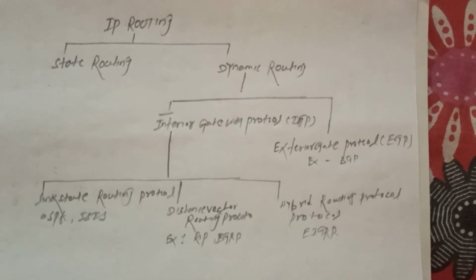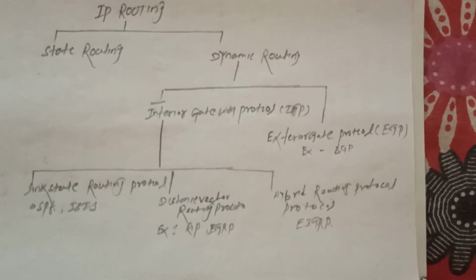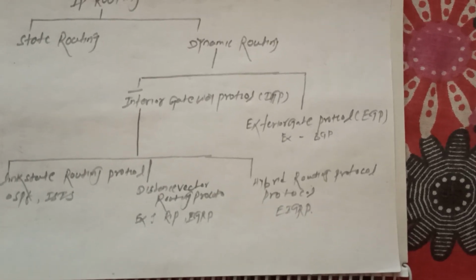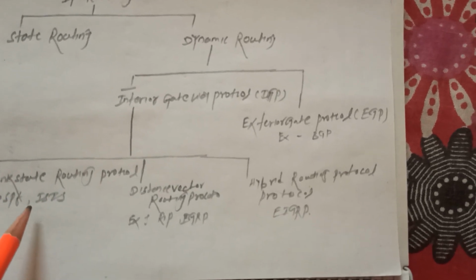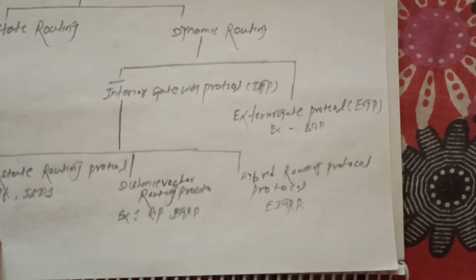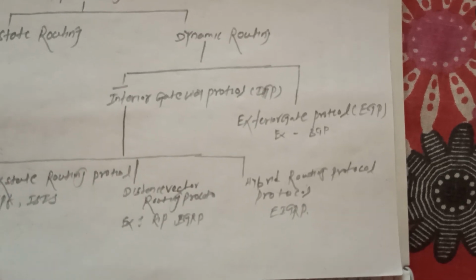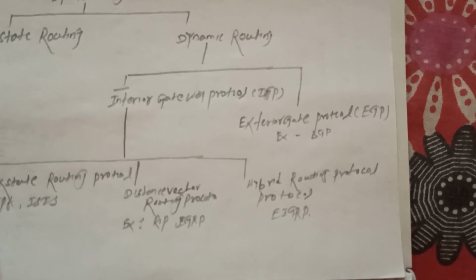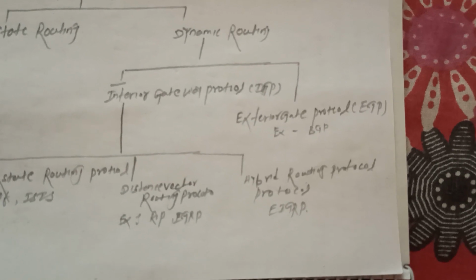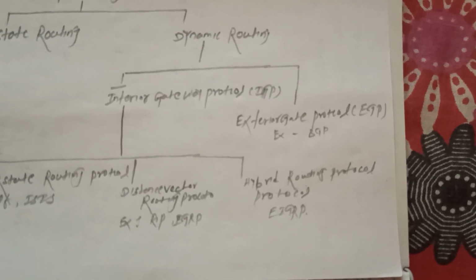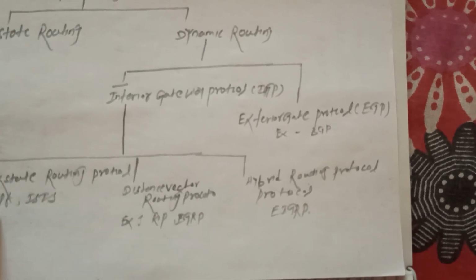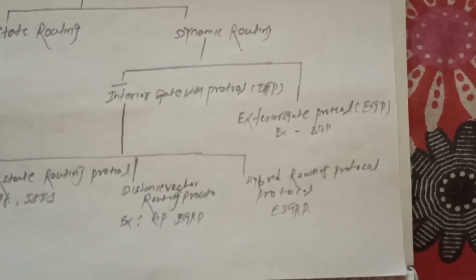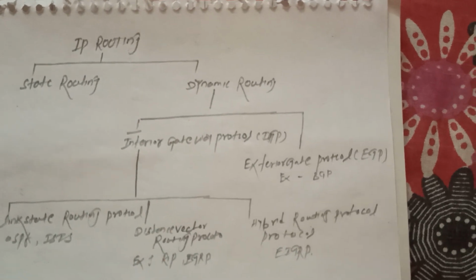The router will share updates and changes in the network. In this protocol, the router will share an update whenever anything changes in the network, passing the information to the next router. The best examples of link state routing are OSPF and ISIS.